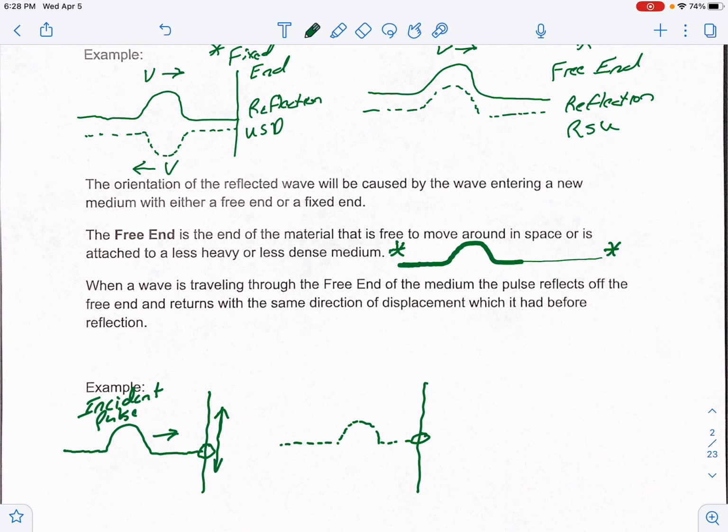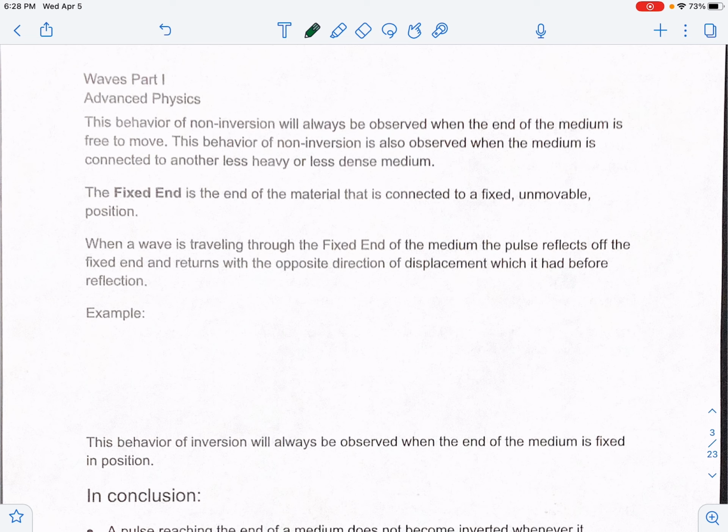Now the fixed end is the end of the material that is connected to a fixed, unmovable position. When a wave is traveling through the fixed end of the medium, the pulse reflects off the fixed end and returns in the opposite direction. Okay, so again, that is just basically what we drew here. Okay, so we have our wall. We're going to send down our incident pulse towards the wall. And whenever it comes back, so there's my wall, it's going to be reflected upside down.